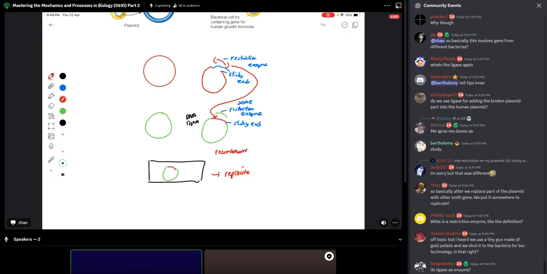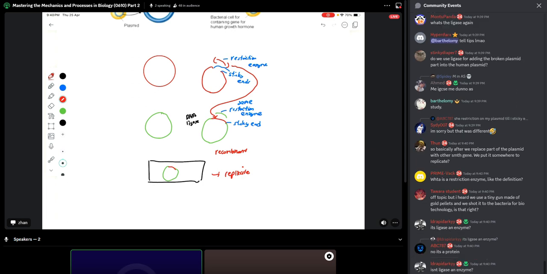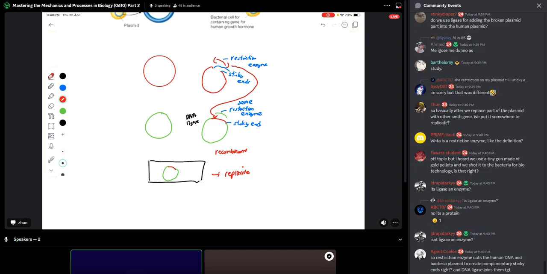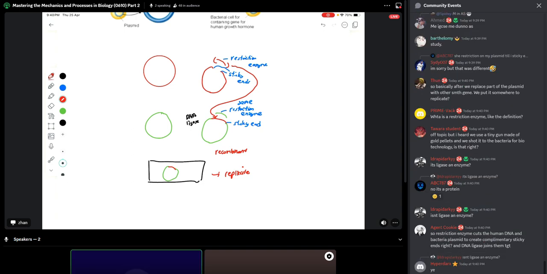We don't use the human one because the human one will need to undergo mitosis. We don't want that. We want to replicate very, very fast, so we use binary fission. That's why whatever we do, we always insert the cut human one into this part. So DNA ligase, I would say, yes, it's almost like an enzyme. It's a ligase enzyme.